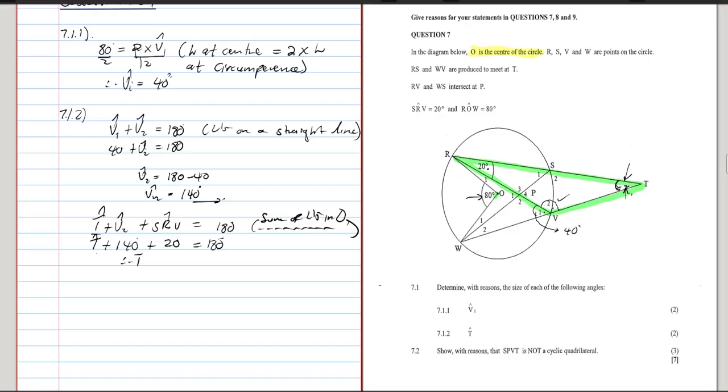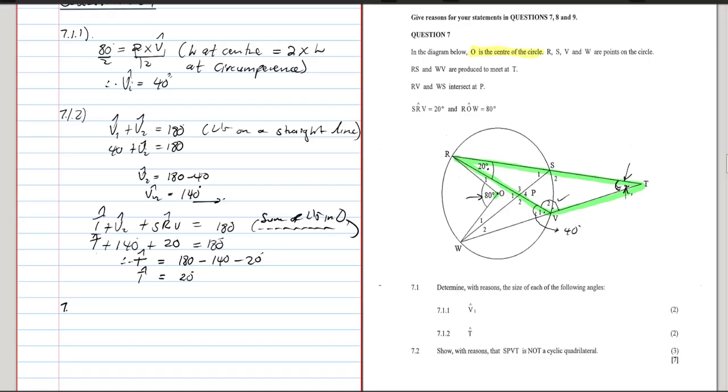Therefore angle T is equal to 180 minus 140 minus the 20. Angle T is equal to 180 minus 140 minus 20. I'm getting 20 degrees. That is 20 degrees for T.